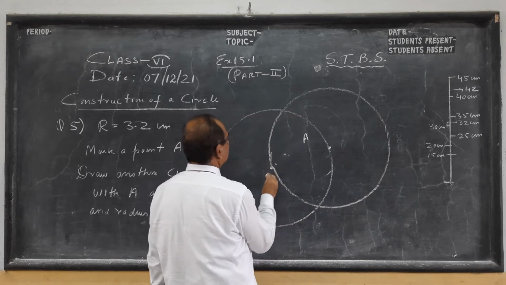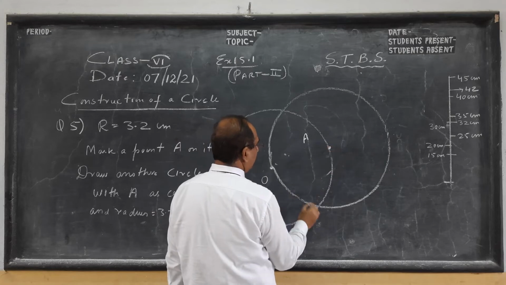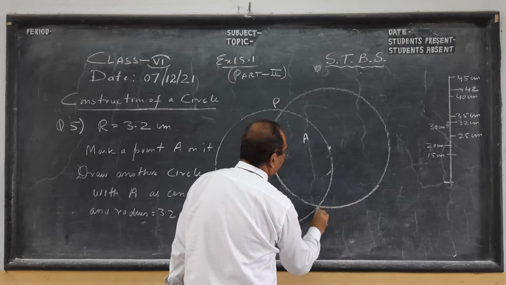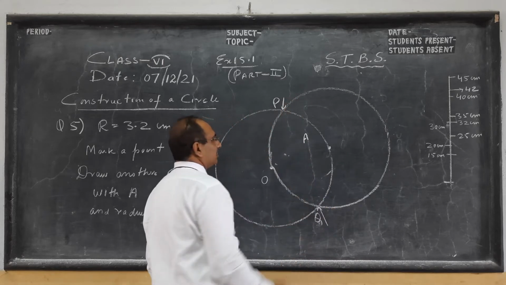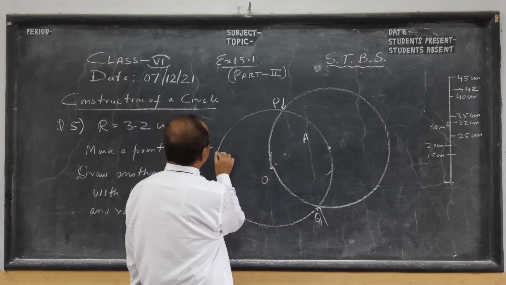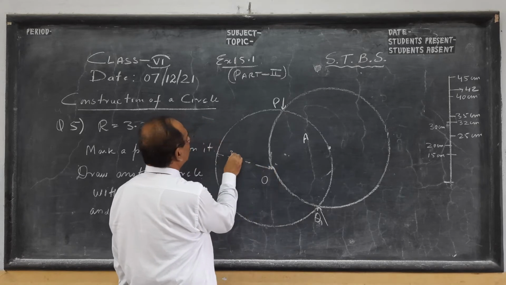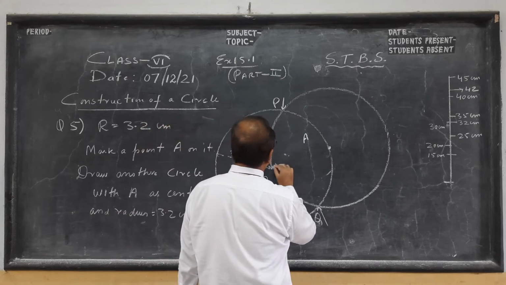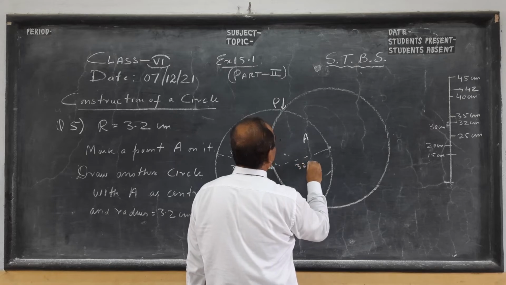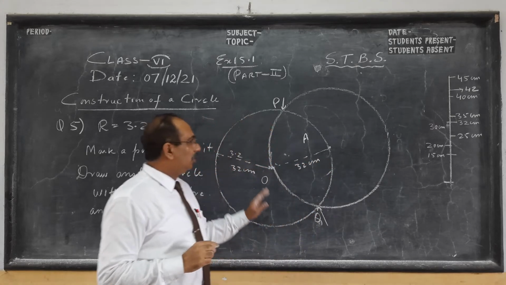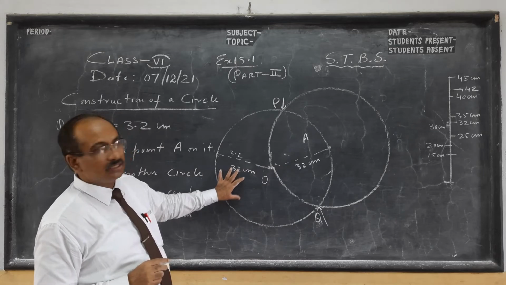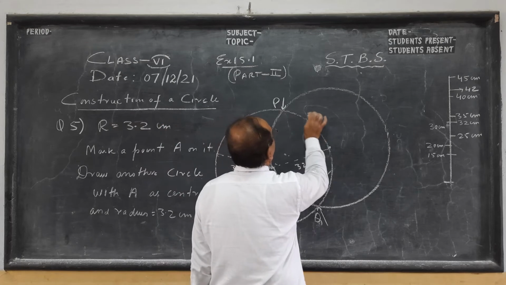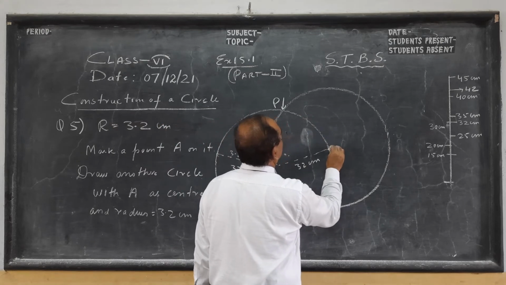So this is my original circle. This is with center A. How many points do they intersect? Let it be P and Q. P and Q can be the points of intersection. See here, they intersect at 2 points. The radius of this circle is also 3.2 centimeter. Here I have 32 centimeter and the radius of this is also 32 centimeter, but in your copy you do 3.2. It should look something like this and both circles will be of the same size.